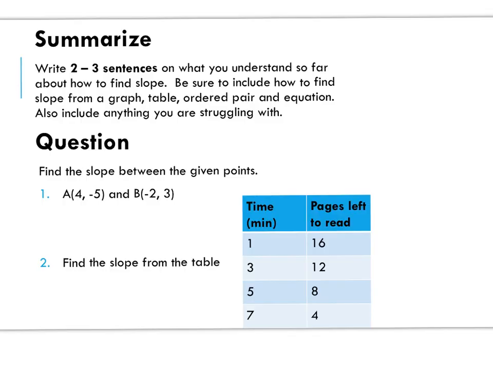On the back, you'll find your summary and your question. Make sure that you do both. In the first one, you're going to find the slope between the 2 points, so look back at the foldable for that. And then on the second one, you're going to find the slope in the table. Again, look back at the foldable for help on that.